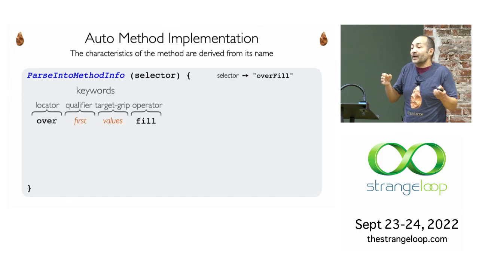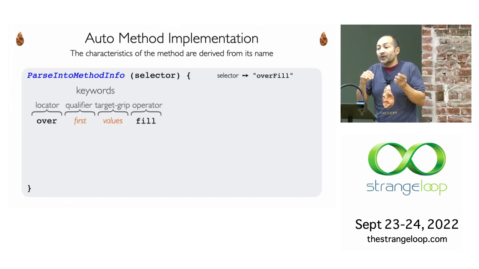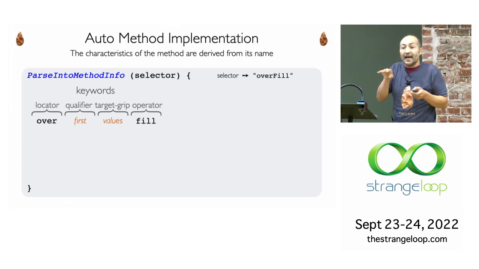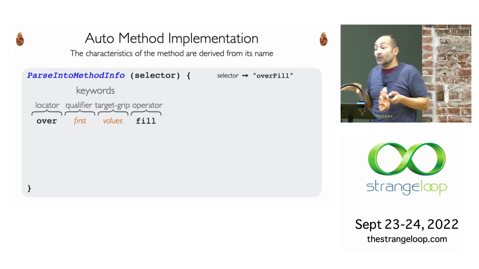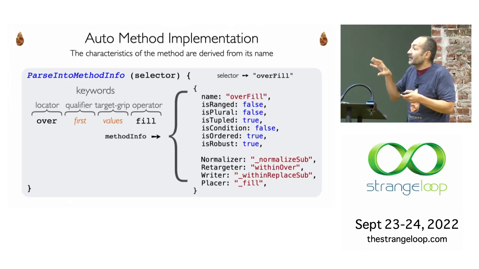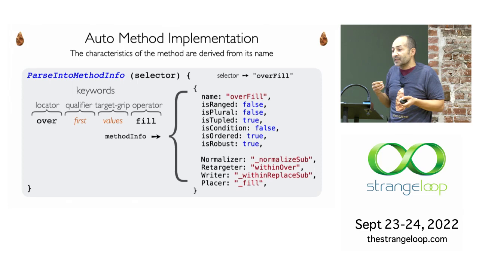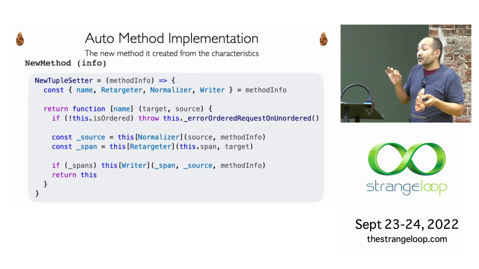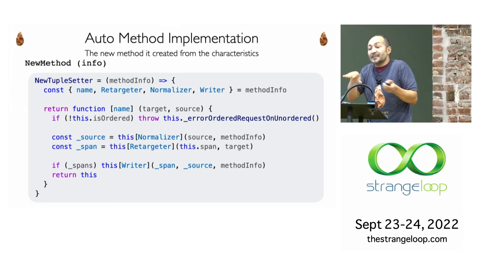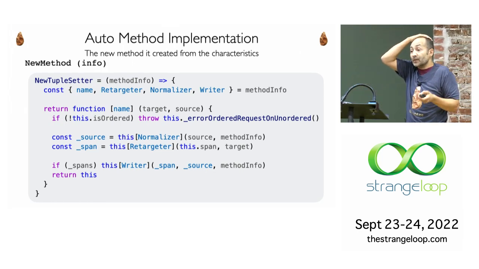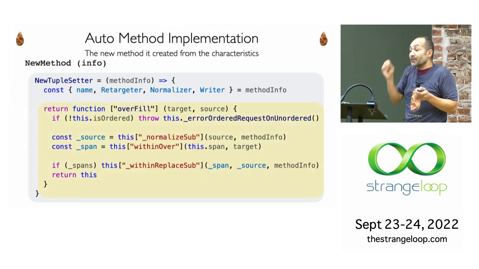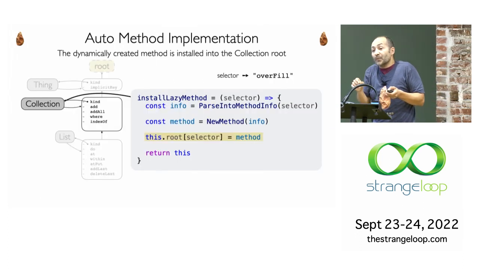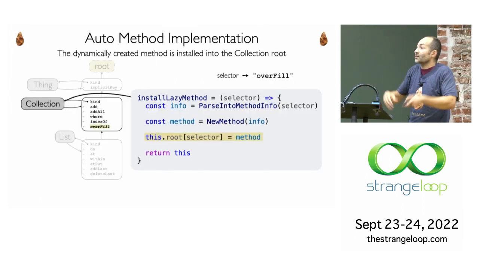I'm going to hand wave here, but we look at the keywords, the locators, the qualifiers, the target groups, the operators. There were no qualifiers or target groups, but we have an implicit group for them, which helps us compose a method info object, all the goodies we need to know about this method. We pass this out, and now I'm going to create a new method from it. There's some hand waving, some logic, but this one gets sent to a new tuple setter templater. It's going to create this method, return it, and put it right in the hierarchy, so it was like it was there from the beginning.